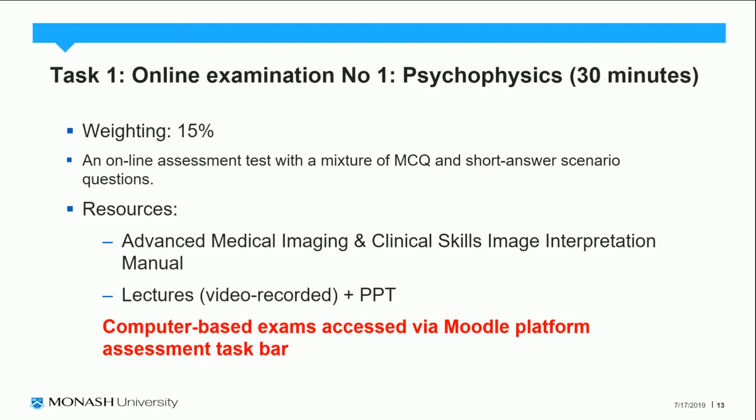Now for task 1, which will focus on psychophysics, there's the online assessment, and this will be a mixture of multiple choice questions as well as short answer scenario questions. The resources to prepare you for this test will come from the Advanced Medical Imaging Manual, and those are the first couple of pages, which is from page 7 to 34, and then also the video recorded lectures, of which there are 3 of those. It will be a computer-based exam which will be accessed via the Moodle platform assessment taskbar.